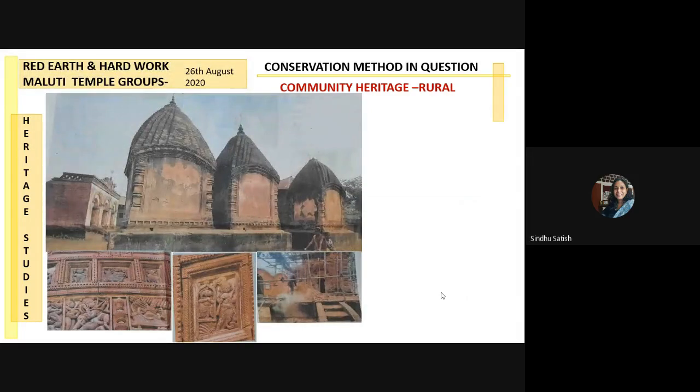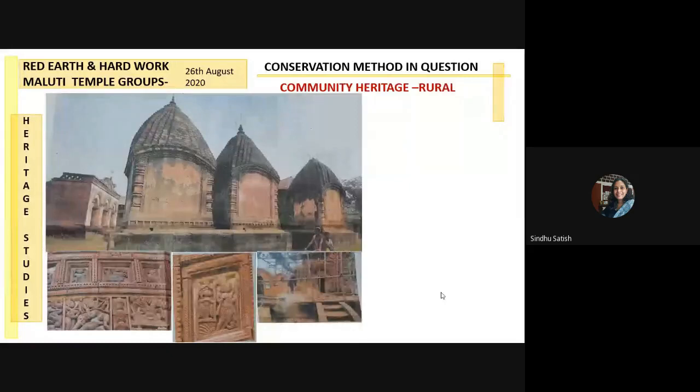This is Red Earth and Hard Work, the Maluti Temple Groups, in the deep hinterlands of the village of Maluti. This bears testimony to more than 300 years of history and more than 70 exquisite terracotta-rich temples. I believe once this was home to 108 temples, and of course now the village is a poor shadow of the past. But the 70 to 72 shrines which remain, the sheer number itself, put this heritage on the map of Indian heritage.